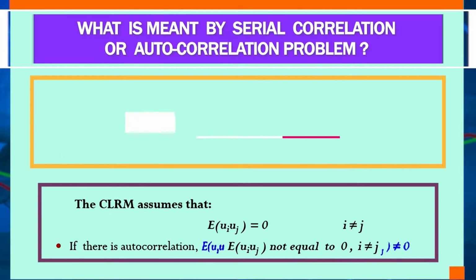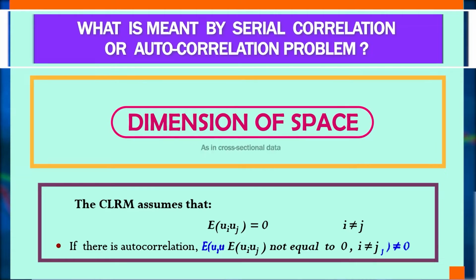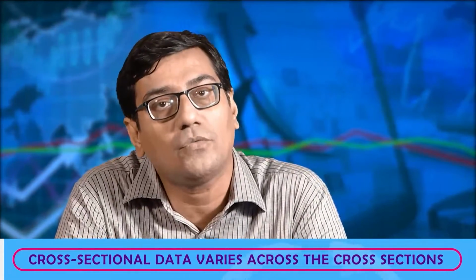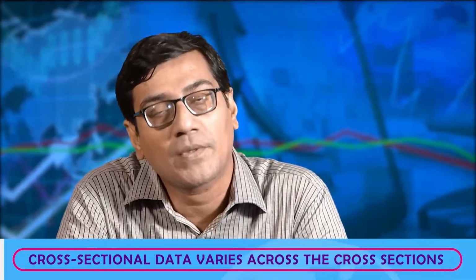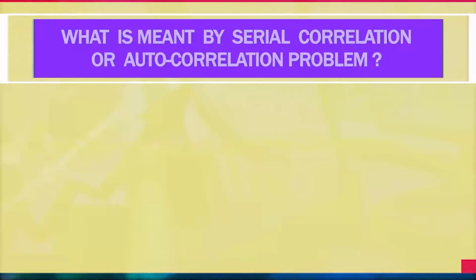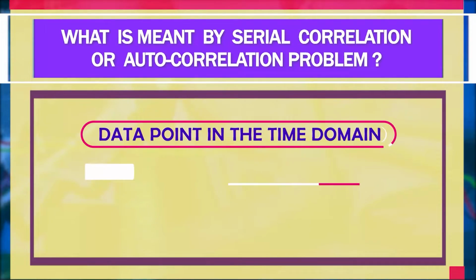Or this problem may also exist in the dimension of space, that is, in cross-sectional data. Because in cross-sectional data, we are more interested in a cross-section at a particular point of time. Here the time dimension is fixed, but it varies across the cross-sections. So across the cross-sections also, there are respective random terms, and those random terms may be correlated with each other. Whatever be the nature of the data, autocorrelation is a problem of correlation among the errors of two different data points, either in the time domain or in the space domain.